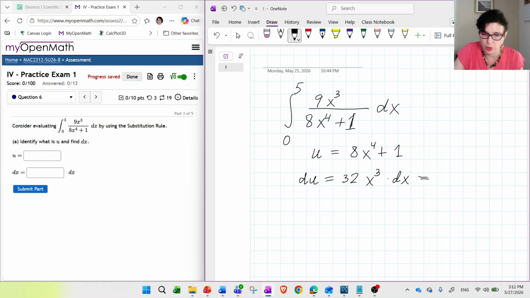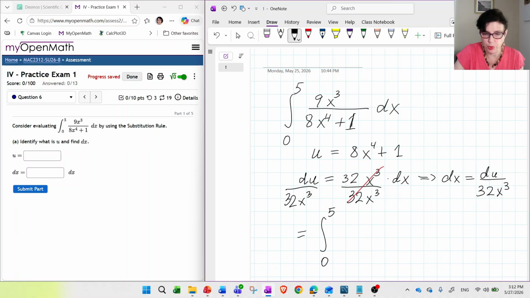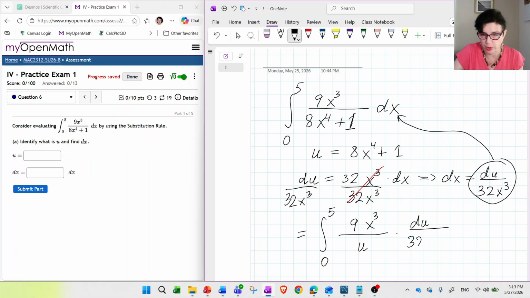From here, you can go ahead and solve this for dx by dividing everything by 32x cubed, right? So I'm dividing everything, and it's going to cancel here. And then my dx is going to be du divided by 32x cubed. So now let's see what happens. I am going to leave the top intact for now, so that's 9x cubed, and then whatever was on the bottom, that's what I denoted by u, and then instead of dx, I'm going to substitute what I just found, which is du divided by 32x cubed.